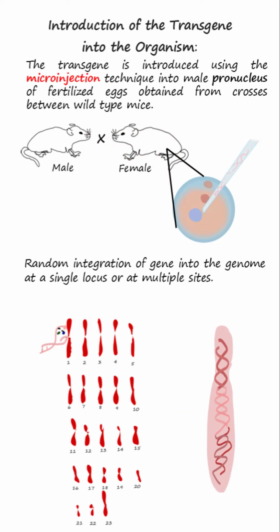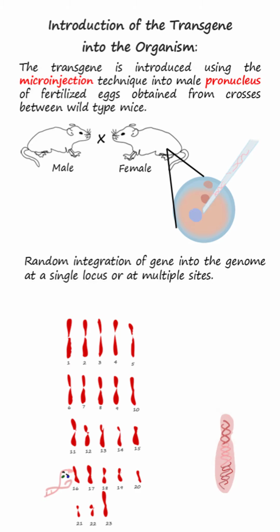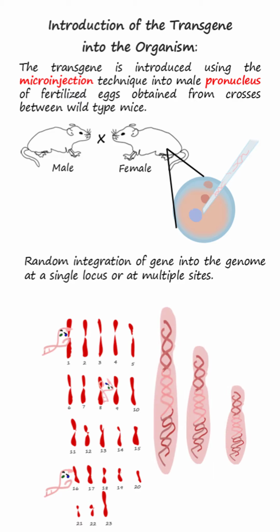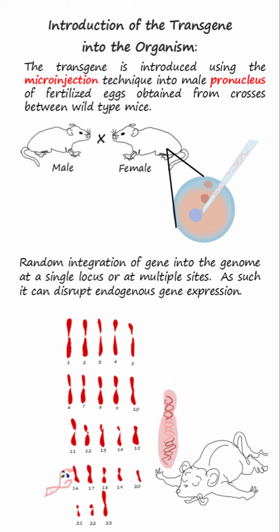The transgene is introduced using the microinjection technique into the male pronucleus of fertilized eggs obtained from crosses between wild-type mice. The random integration of genes into the genome may occur at a single locus or multiple sites. This random integration may disrupt endogenous gene expression.